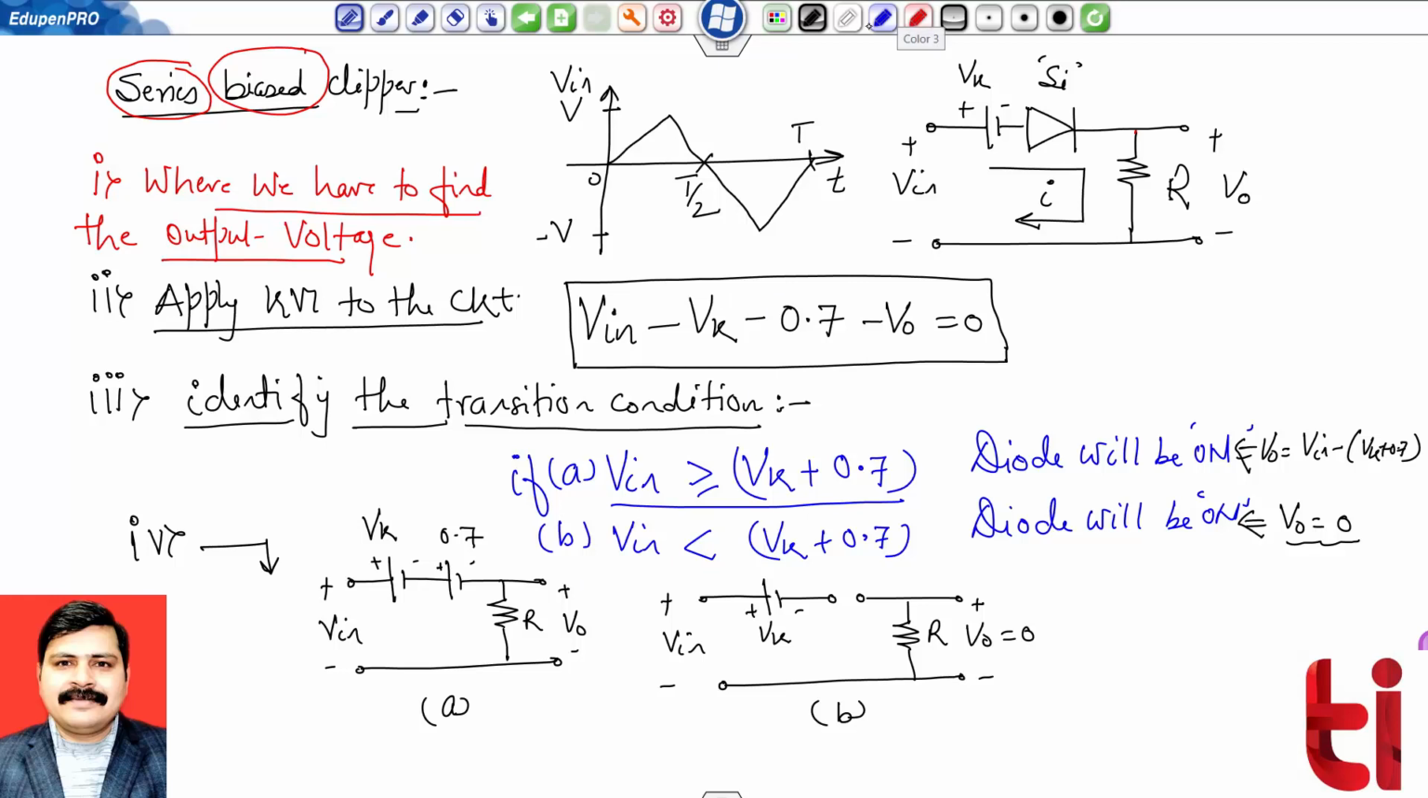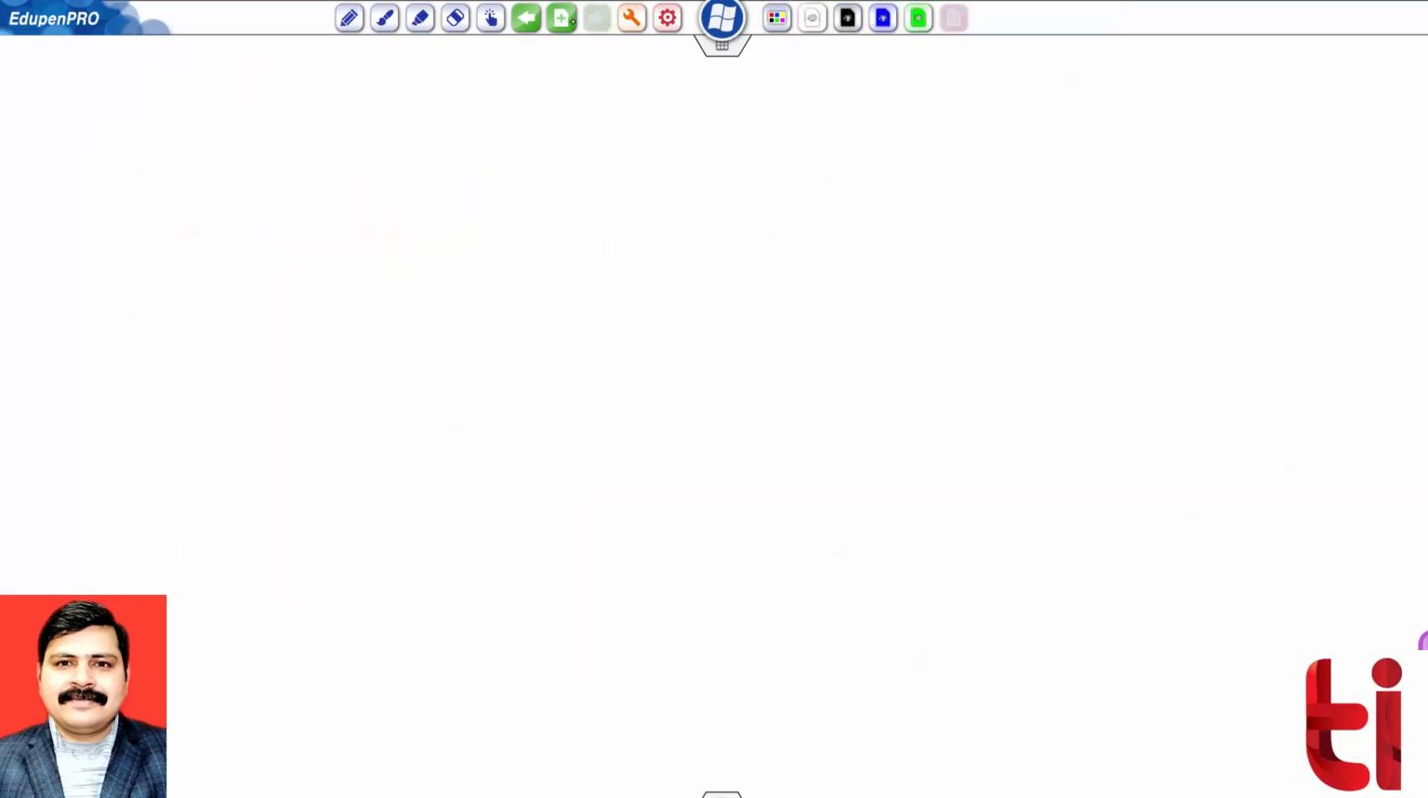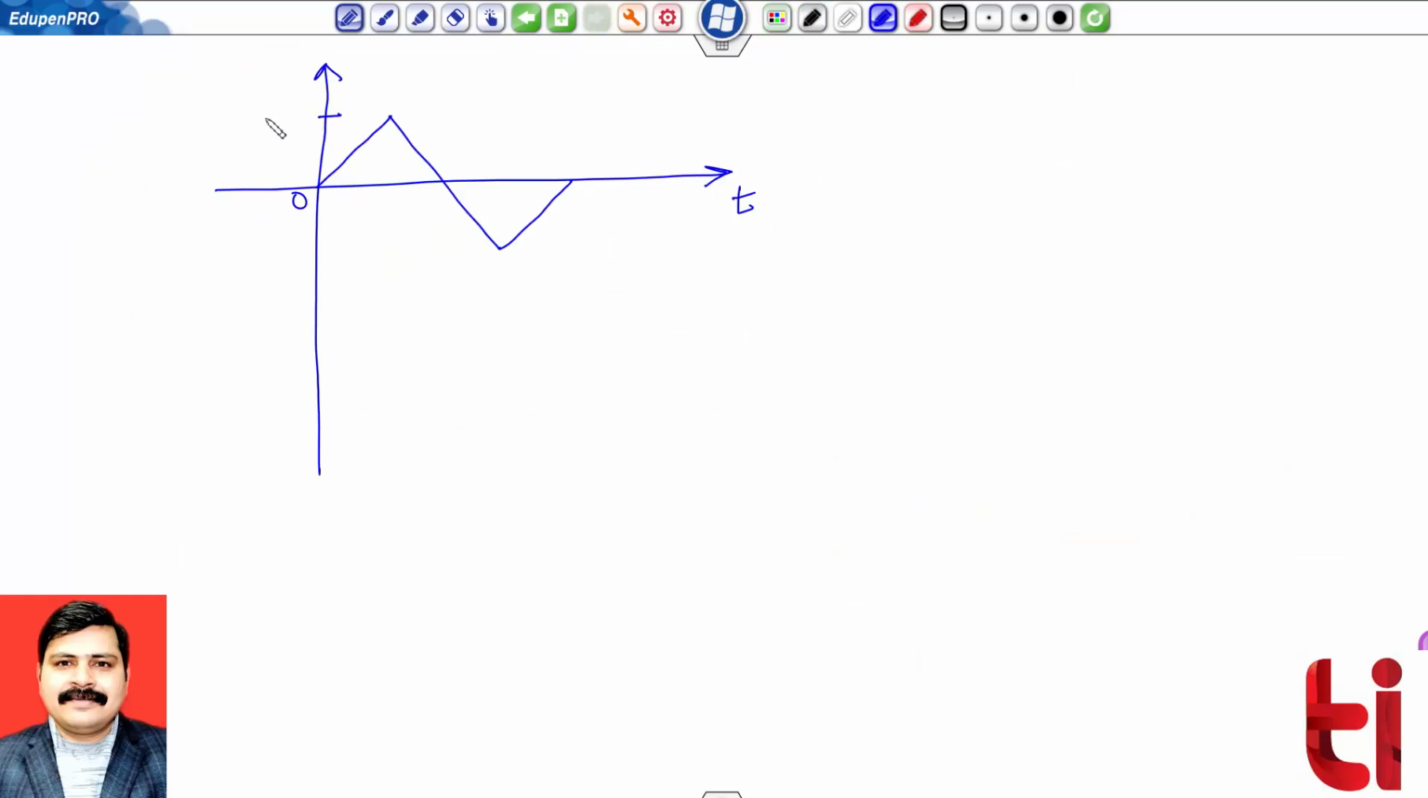So let me draw that. This is my T, 0, V, minus V. This is my V in. So 0, T by 2 and T, and I'm saying that my V is much greater than Vk.